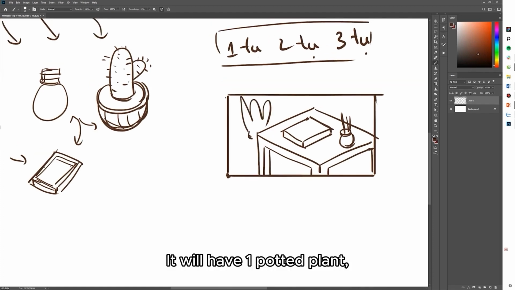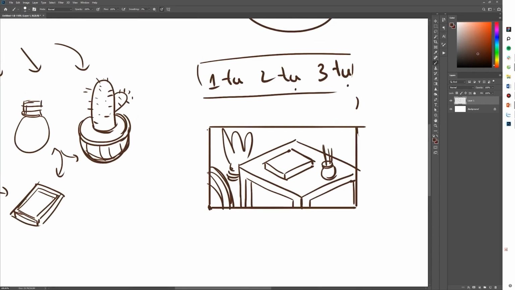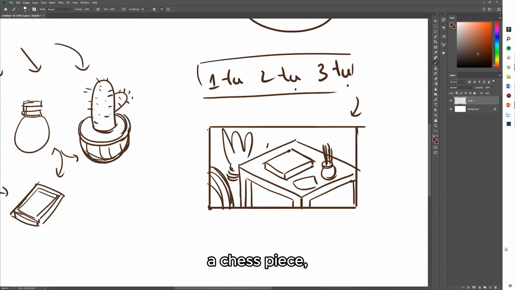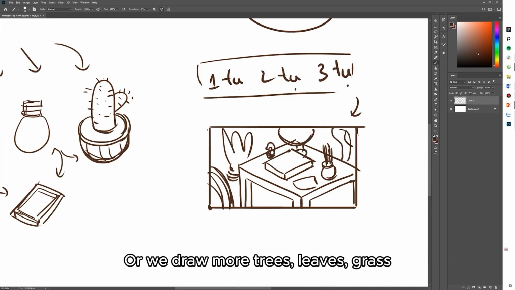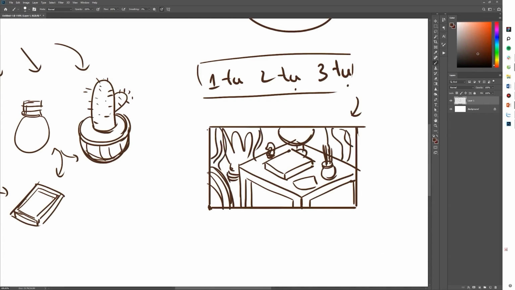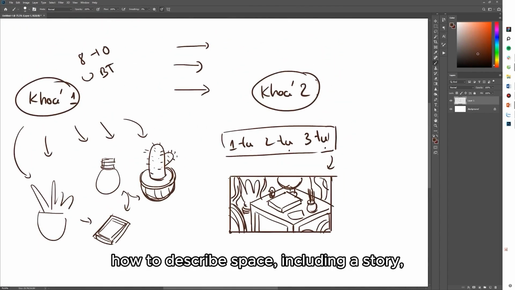It will have one potted plant, one chair, and we will add the story of this picture. For example, there is a minor card, a chess piece, some very special decorations on the table to show the personality of the owner, or we draw more trees, leaves, grass, to understand where this table is located. It means that in the second course, you will learn how to describe space, including a story.